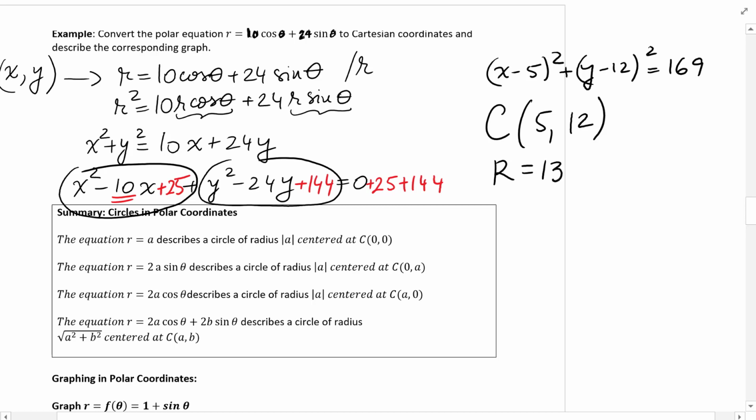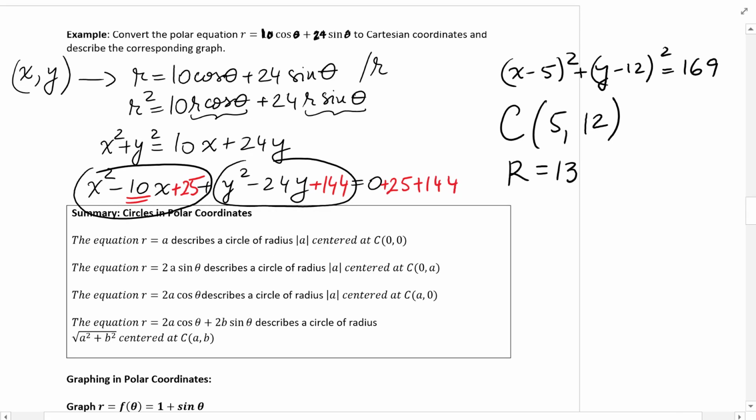So we did convert into Cartesian coordinates. We are using x and y, and we figured out that the equation is the equation of a circle.